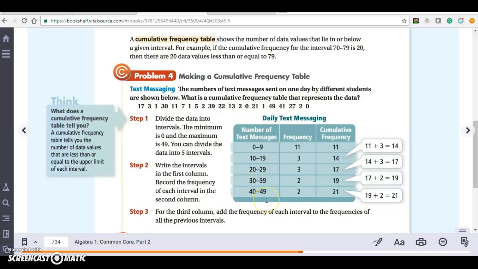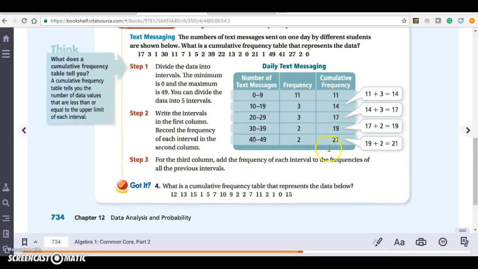Then they found the frequency. So from 0 to 9, there were 11 students, and so the cumulative frequency from 0 to 9 is 11. From 10 to 19, there were 3 students. And the cumulative frequency is the total amount from 0 to 19. And so that's 14. So basically we just add this 3 to this 11 and we get 14. And so it's just accumulating. And then from 20 to 29, there were 3. And so cumulatively from 0 to 29, I have 17, and so on and so forth.